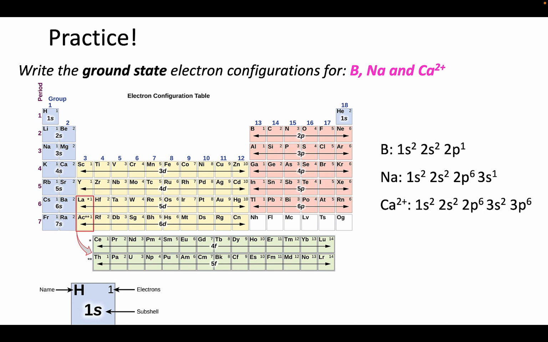And for calcium, it's only got 18 electrons, so we don't make it all the way to 20 where calcium is. We end up with 1s2, 2s2, 2p6, 3s2, 3p6. Note that the filling order is kind of the same no matter what element we're looking at. We're just looking at how far up we go to give the electron configuration.